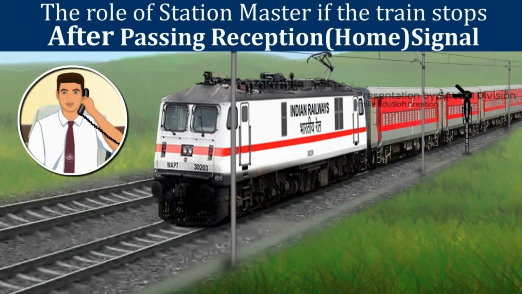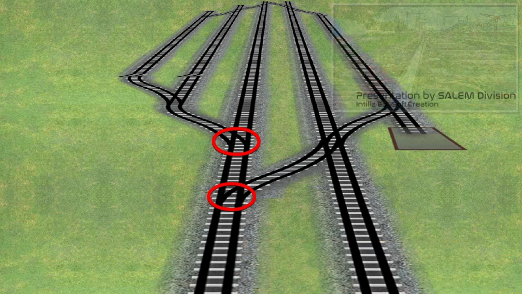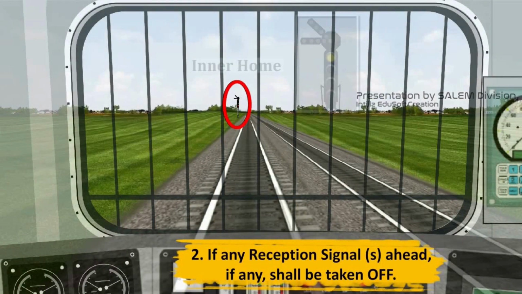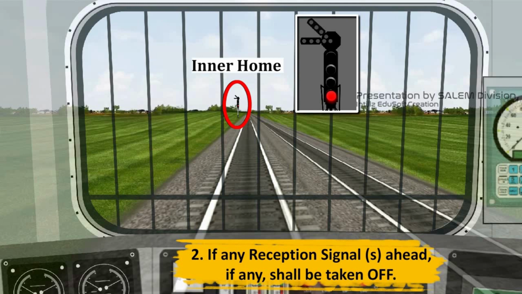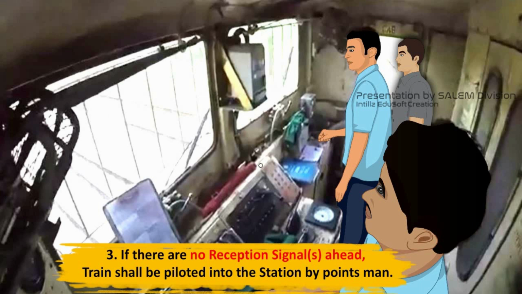So, let's first see the role of station master if the train stops after passing the home signal on double line or single line. After clamping and padlocking all the related points, station master shall issue restarting memo which is shown on the screen. If any reception signal like inner home is ahead, it shall be taken off. If there is no inner home signal ahead, the train shall be piloted into the station by pointsman.